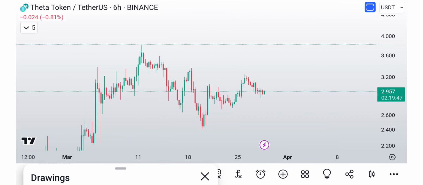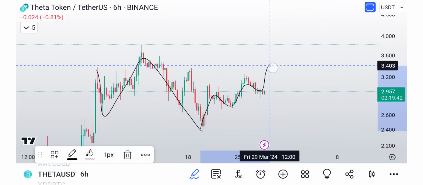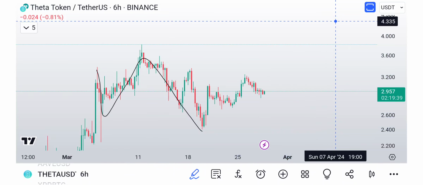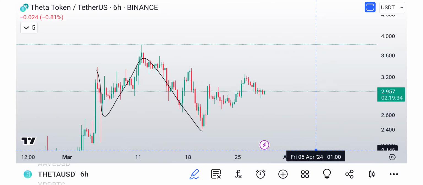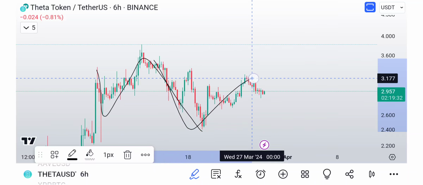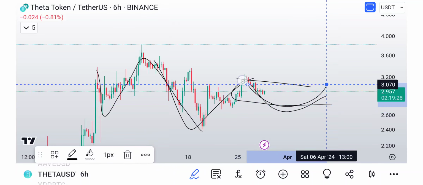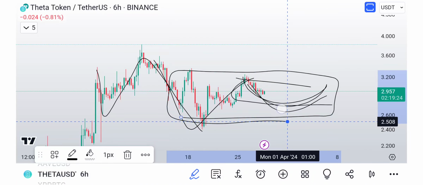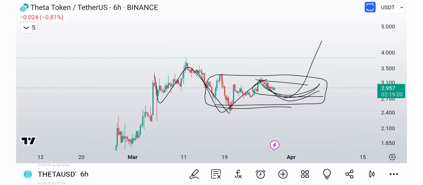So, you have an A, B, C, and a flat, and you have this diagonal A, B, C pullback, continue higher. Or this is an A, this is a B, this is a C. Or this is an A, this is a B, and then we have a flat C. We come down here, make like a little flat C here, basically just ranging before breaking out. So those are the ideas for us. Now, really, again, it depends on Bitcoin.